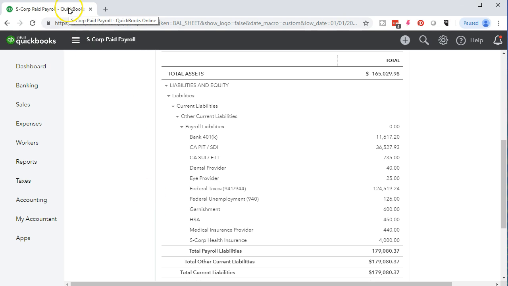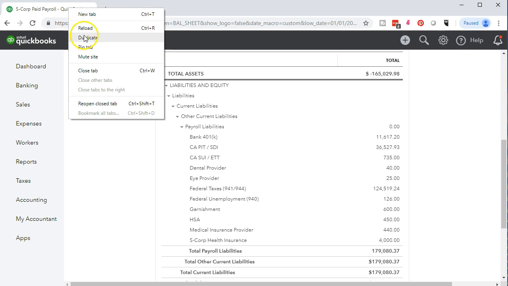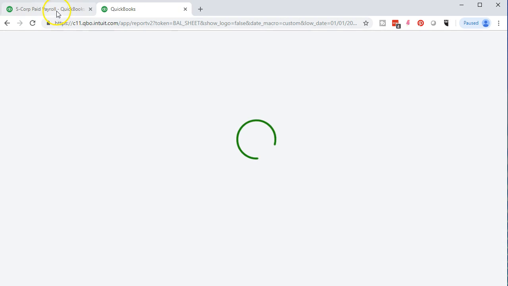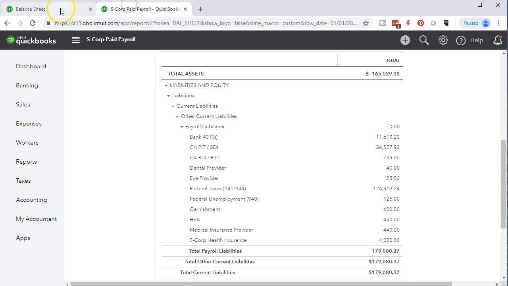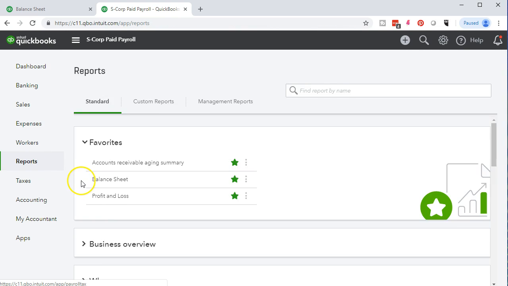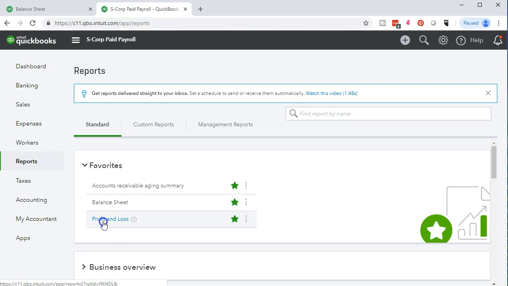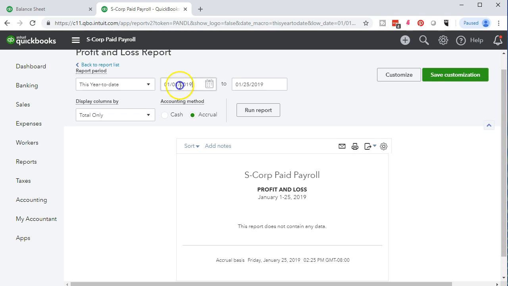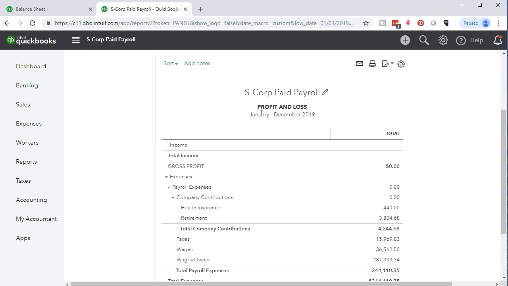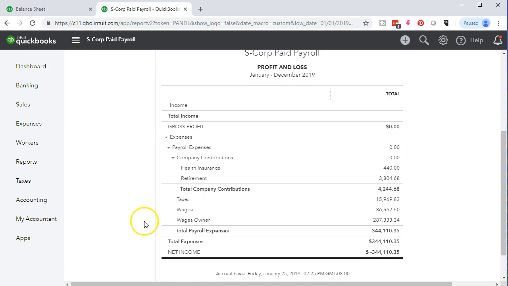I'm going to do this by right-clicking on this tab up top, duplicating it, and then we'll pull the one from the left to the right. So now we have the balance sheet on the left, new tab on the right. We're going to go to reports down below. We're going to take a look at the profit and loss, or the income statement. The dates 01/01/19, 12/31/19, and run that report. And if we scroll down, then we note that we have wages as the default that QuickBooks will set up, and taxes, which are in essence payroll taxes.